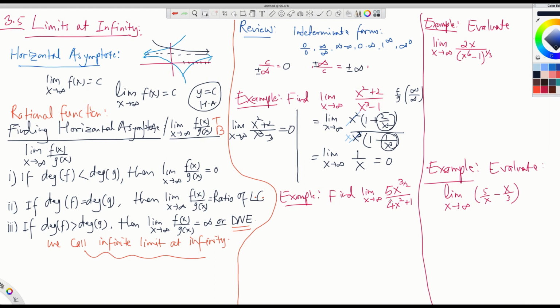Next is, look at this one. Okay, so here f(x) must be a polynomial. And g(x) must also be a polynomial to use that rule. If f(x) has a fractional exponent or negative exponent, this rule does not work. You understand that? If the top function and the bottom function, so this is a polynomial, this must be a polynomial. You understand? So if the top or the bottom function are not polynomial, what do you mean by that?